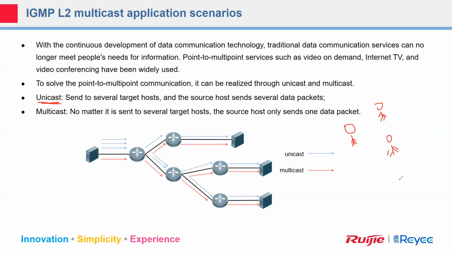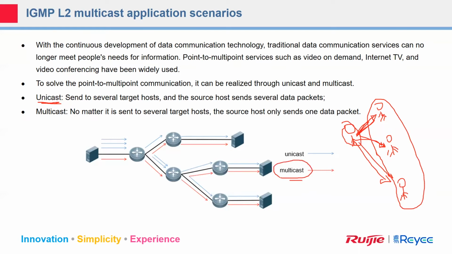So unicast means this PC, I'm talking here about endpoints, will talk to that PC separately, and when it's done, it will talk to that PC separately, and when it's done, we'll go to the third one. This is unicast transmission. But for the multicast, you are selecting those people all together, and instead of talking to each one separately, you are talking to all the people at the same time.